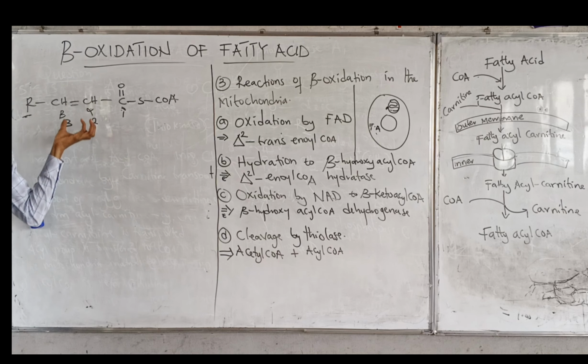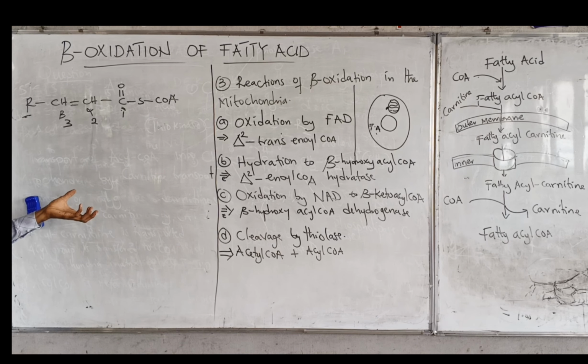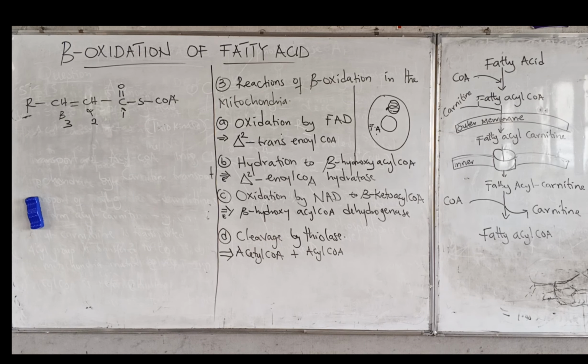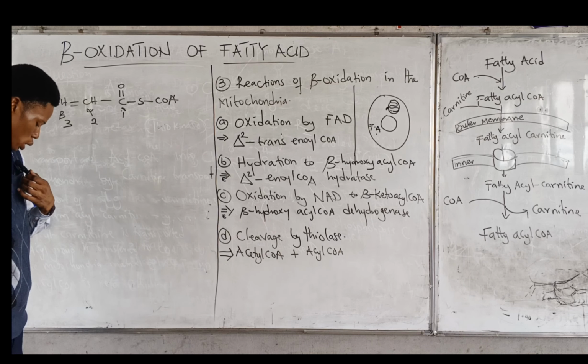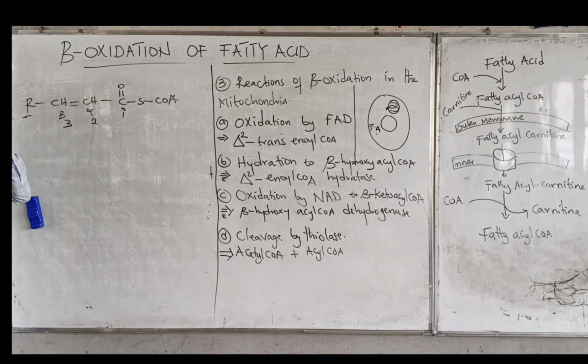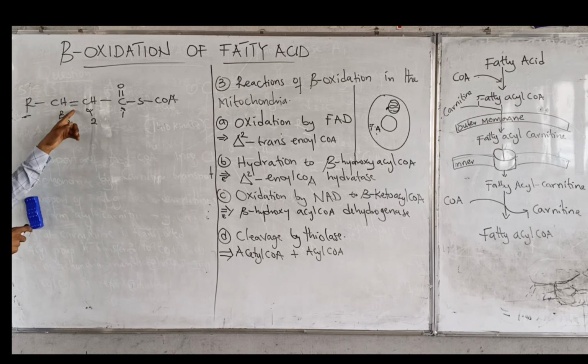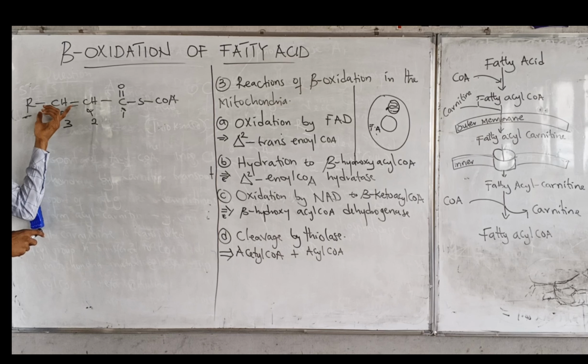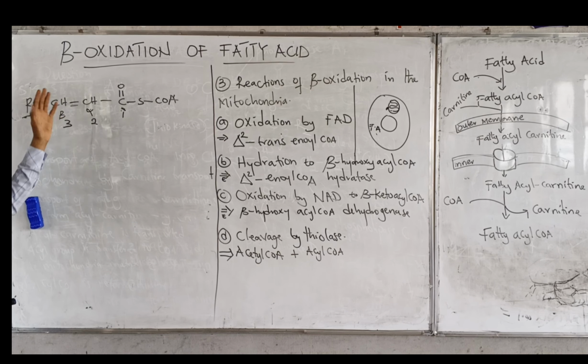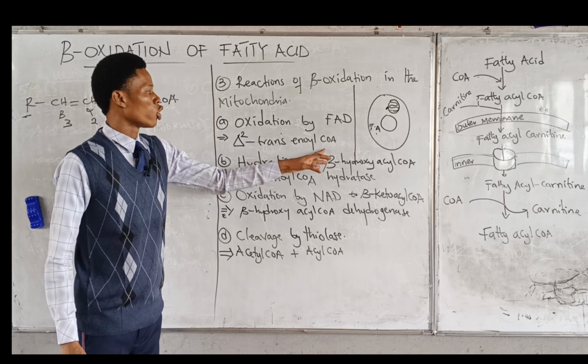So what am I doing? I'm removing hydrogen, right? So what do you think the name of the enzyme will be? Dehydrogenase. Dehydrogenase, removing hydrogen. All right. Now, if that is the case, you observe that if hydrogen is removed, we already have a double bond between carbon 2 and carbon 3, right? The name of this compound is called delta 2 trans-enoic CoA.